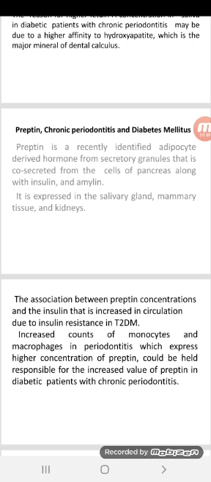Preptin, chronic periodontitis and diabetes mellitus. Preptin is a recently identified adipocyte-derived hormone from secretory granules that is co-secreted from the cell of pancreas along with insulin and amylin. It is expressed in the salivary gland, mammary gland and kidney.